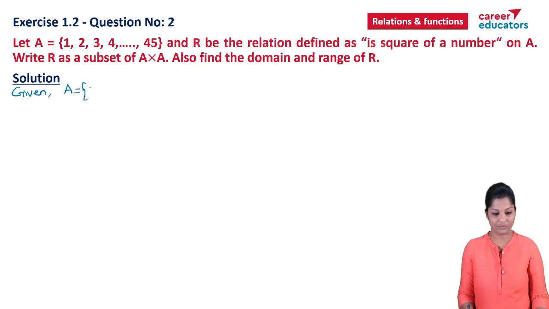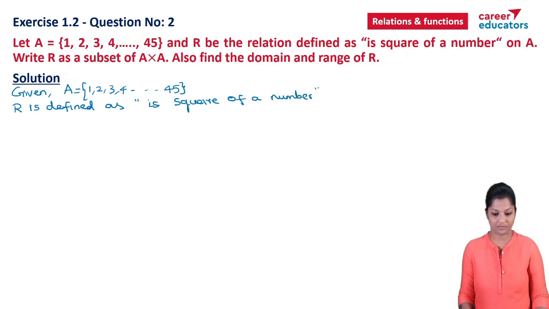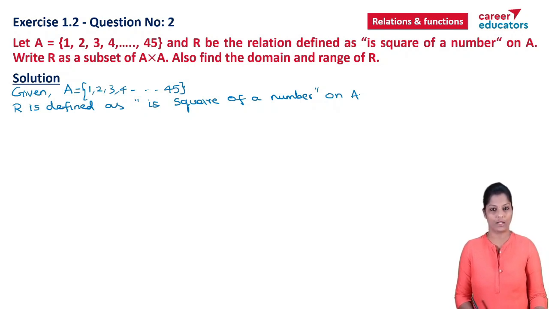Given A equal to {1, 2, 3, 4 up to 45}. And R is defined as 'is square of a number' on A. We have to write R as a subset of A cross A. R as a subset of A cross A means if all the elements of R are present in A cross A, then R is a subset of A cross A. First we'll find A cross A, then we'll write R as a subset of A cross A.